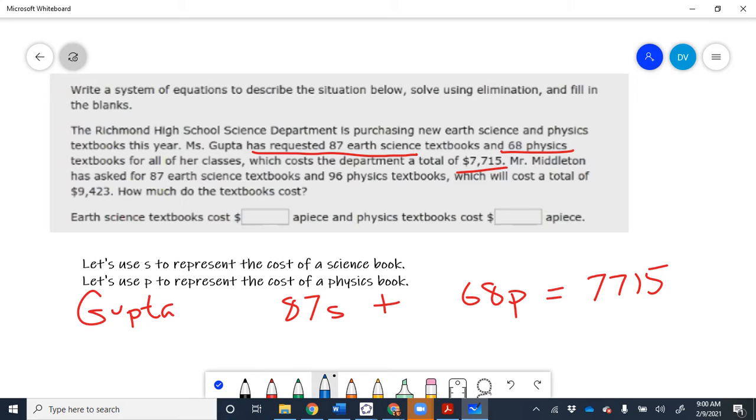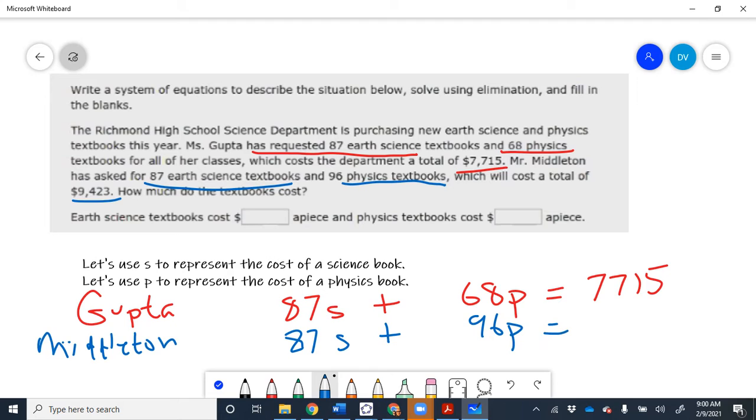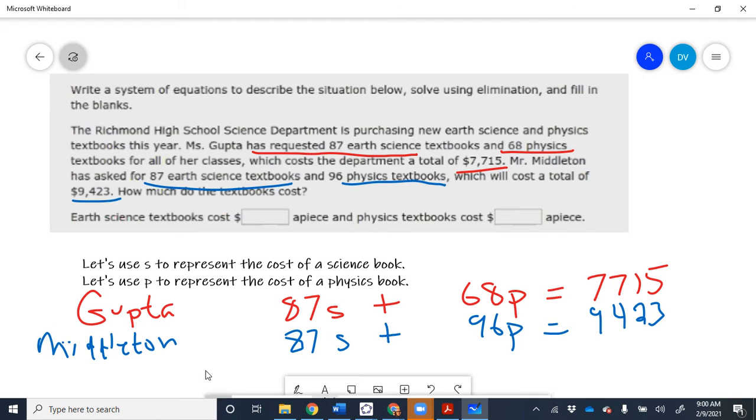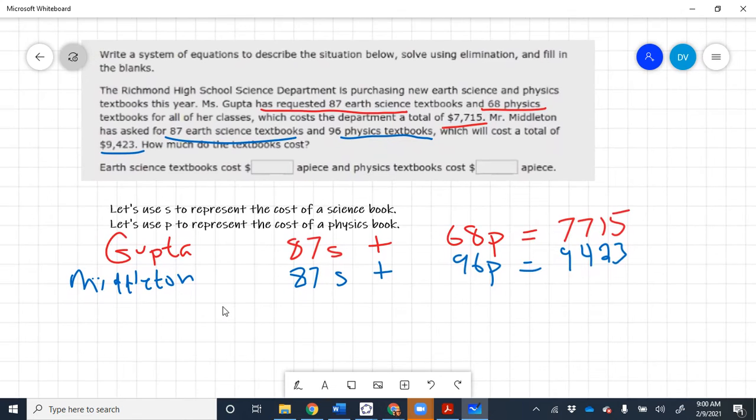And then let's use blue for Mr. Middleton. So Mr. Middleton has 87 science books and 96 physics books, and it costs $94.23. So 87S plus 96P physics books, and that's 94.23. I think we might need a calculator in a minute here. Tell me when you wrote those down, and we'll be ready to go on.